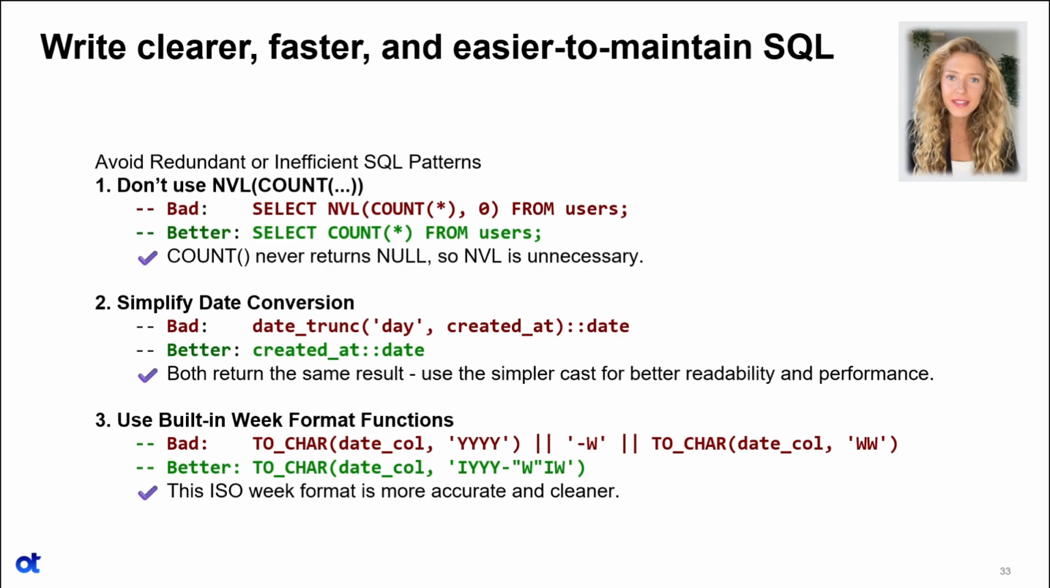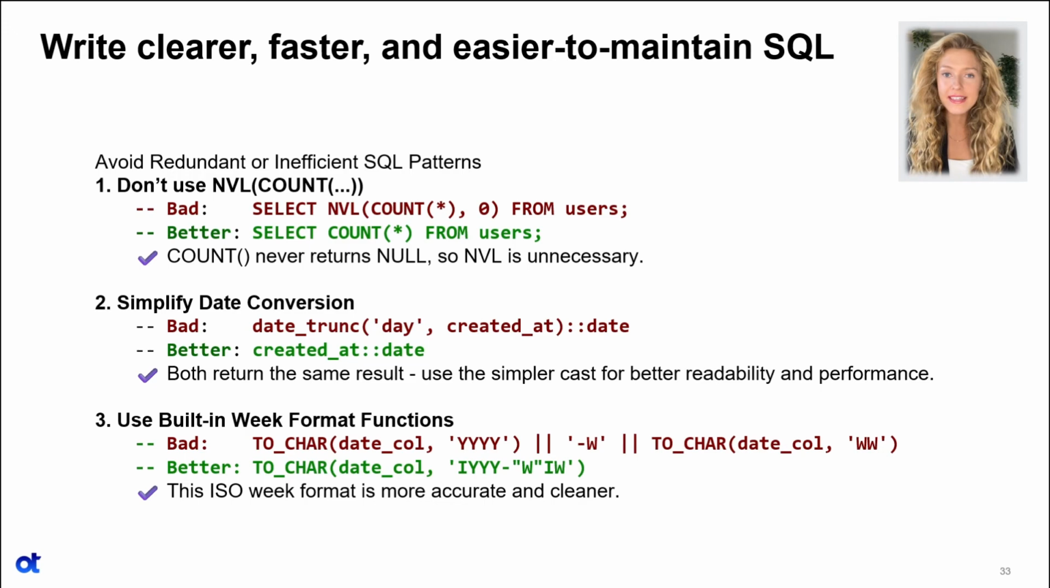In this section, let's focus on writing cleaner SQL expressions, not just for performance, but also for maintainability. First, avoid wrapping count in the function NVL. Count never returns null, even if no rows match, it returns 0. So the NVL function adds no value and just slows execution.